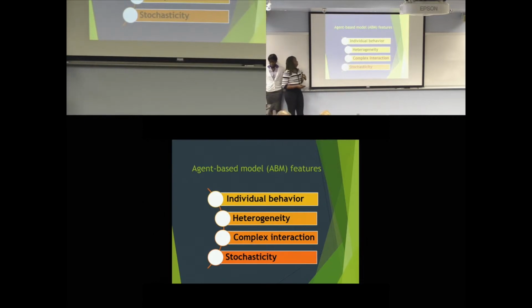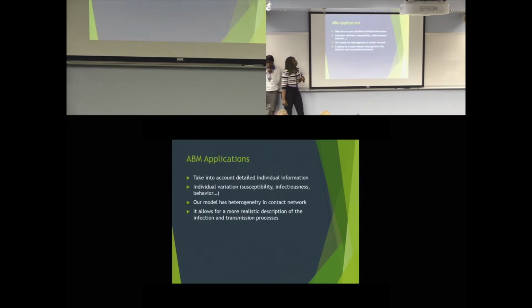For our project, we use an agent-based model. The model has individual behavior, heterogeneity, complex interaction, and stochasticity. The reason why we use the agent-based model is because it takes into account detailed individual information and individual variation, for example, susceptibility, infectiousness, behavior, etc. Our model also has heterogeneity in the contact network, and it allows for a more realistic description of the infection and transmission processes.